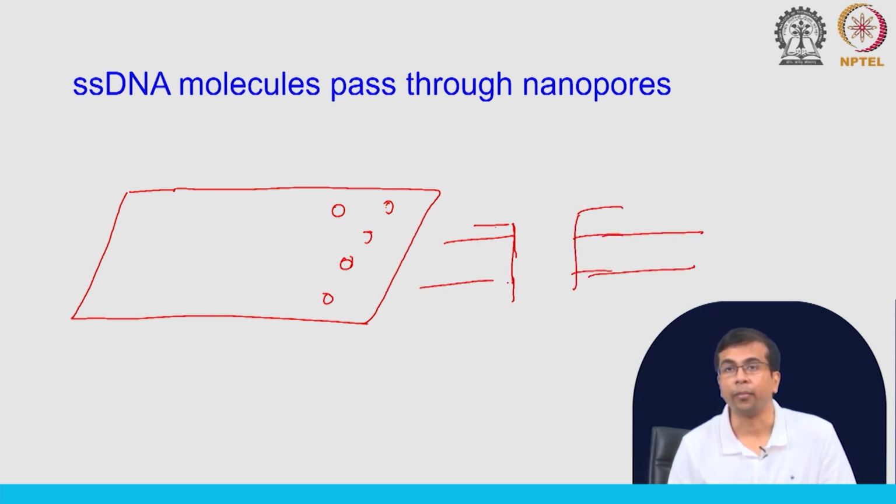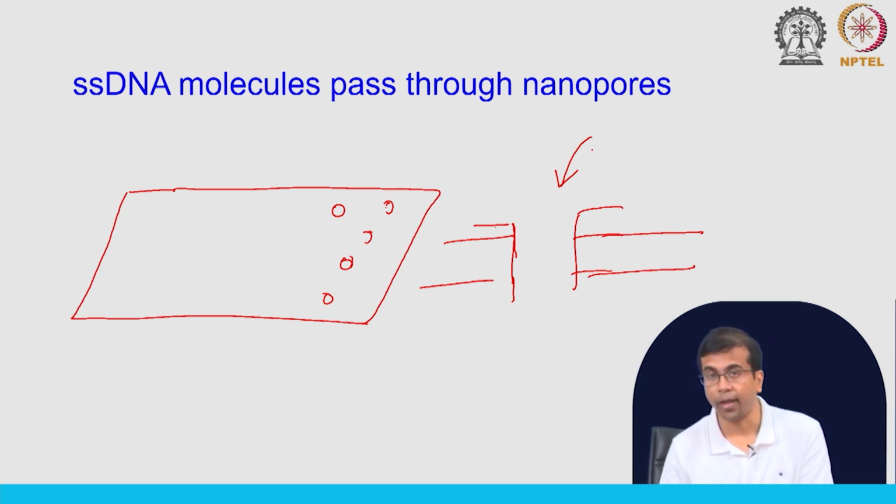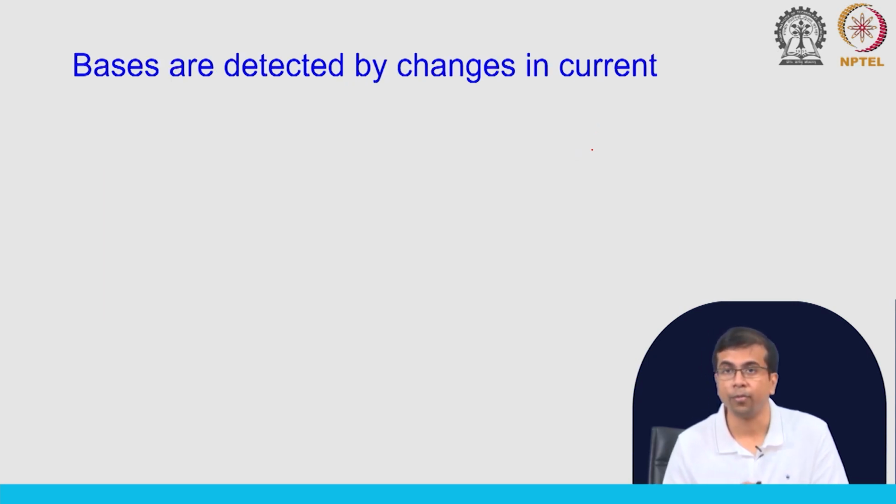These nanopores are made of proteins. So, these are very small dimensions, so only one strand of DNA molecule will pass through this. So, single stranded DNA molecules pass through the nanopores, and when they are passing through these nanopores, they are being sequenced. Okay. So, we will see this in a moment, how this happens.